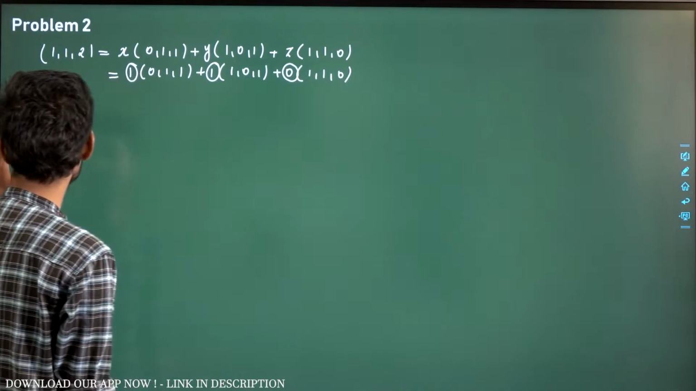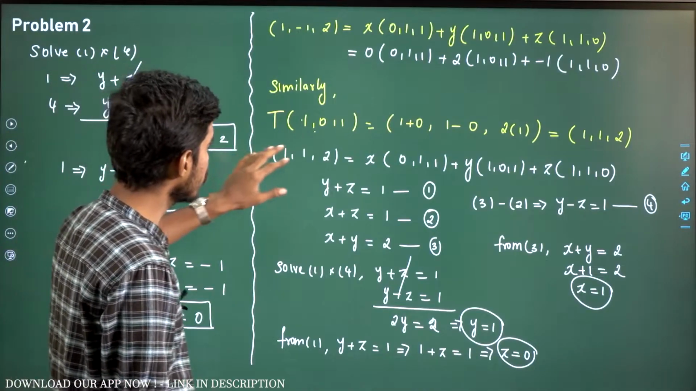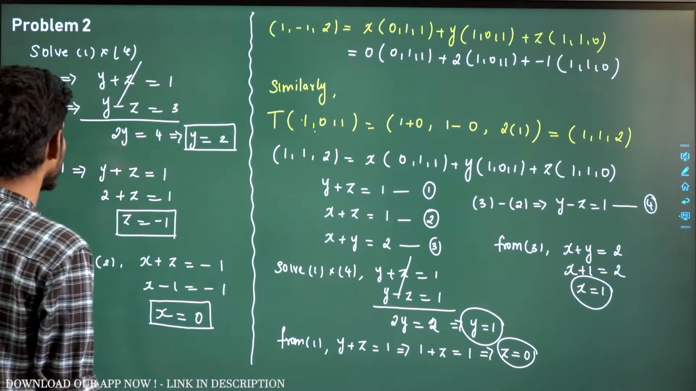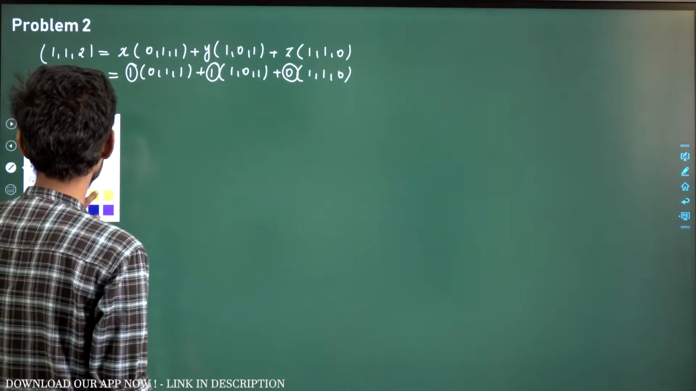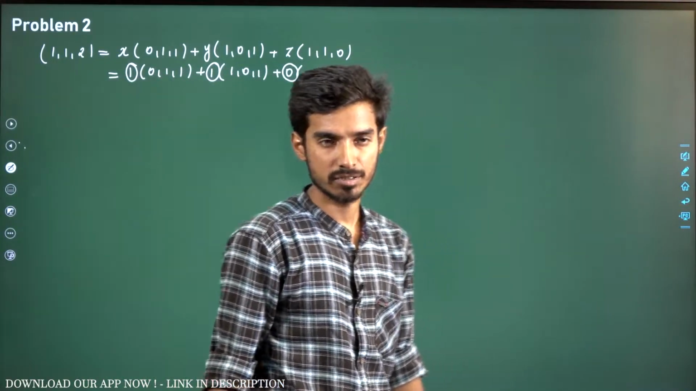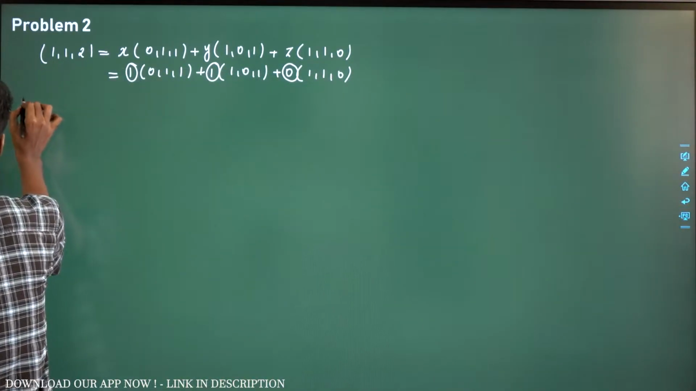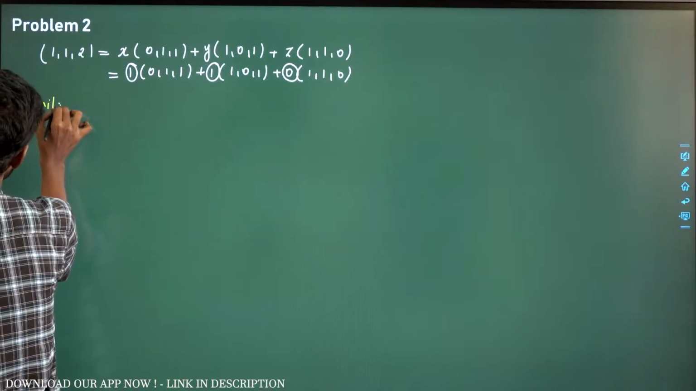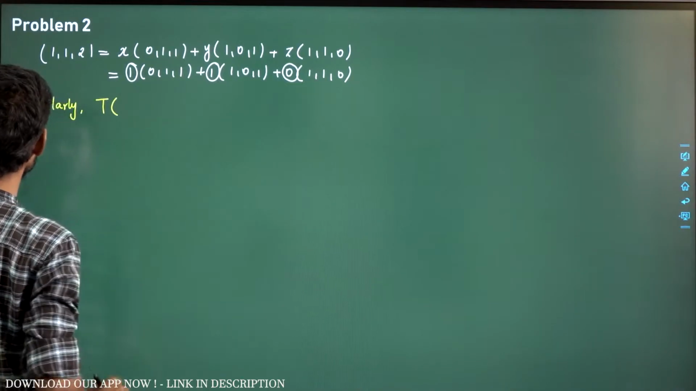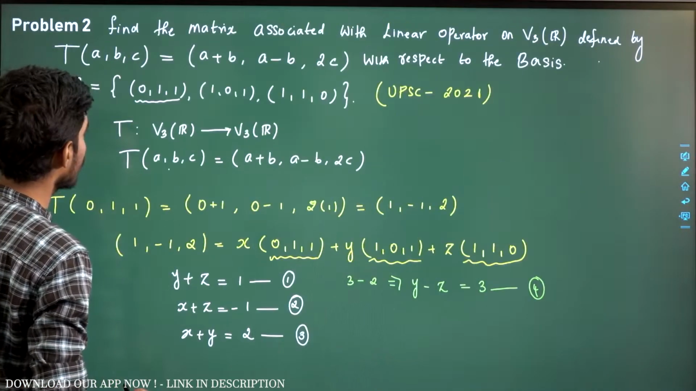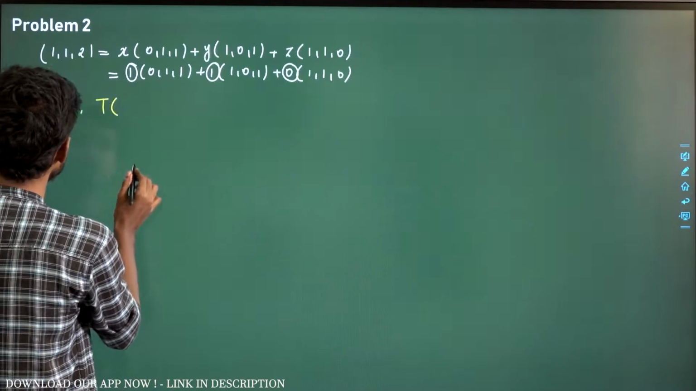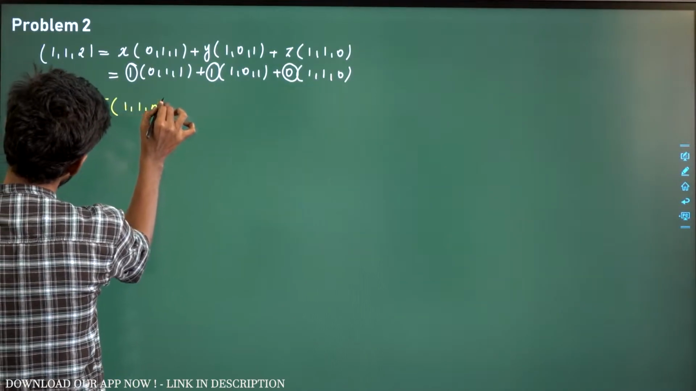Now we have found the first column. What is the first column? The first column is 0, 2, minus 1. Now we have found the second column also. Similarly, to find the third column, you input the third element in the basis of the domain space, right? So you just find T of the third element here. What is the third element? 1, 1, 0, right?